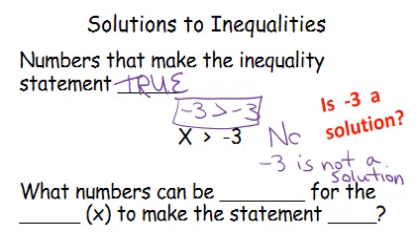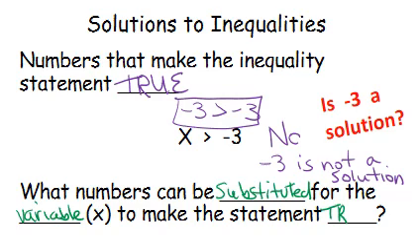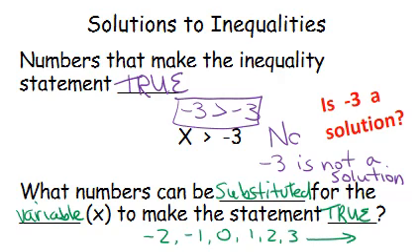What numbers can be substituted for the variable, for x, to make the statement true? Well, we want all of the numbers greater than negative 3. -2 is greater, -1, 0, 1, 2, 3, and so on and so forth. Any of those numbers can go in and make the statement true. 0 is greater than -3. That is true.